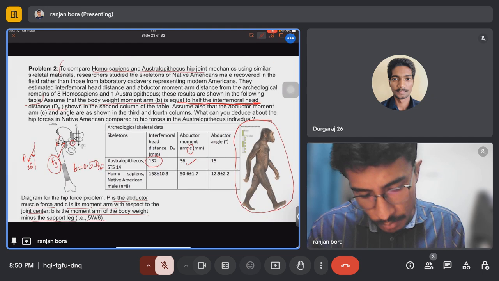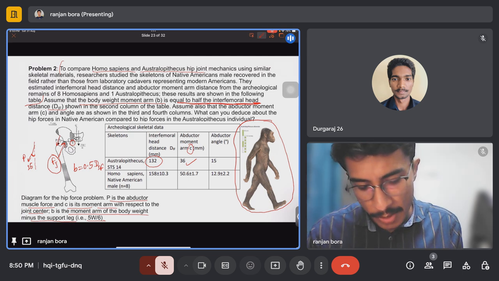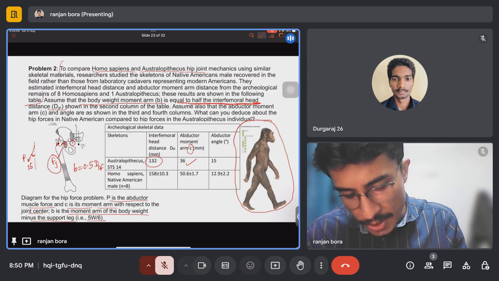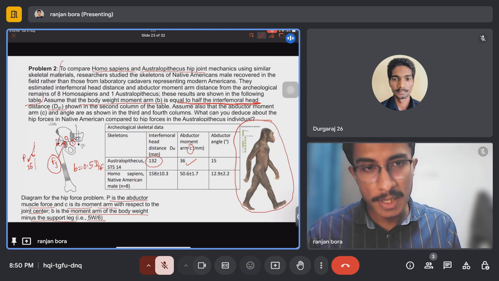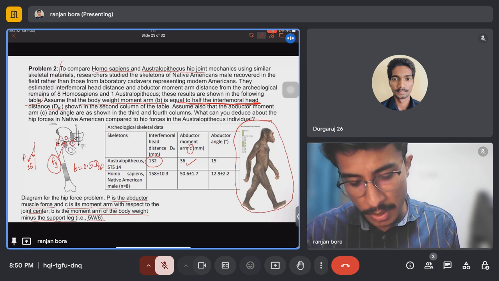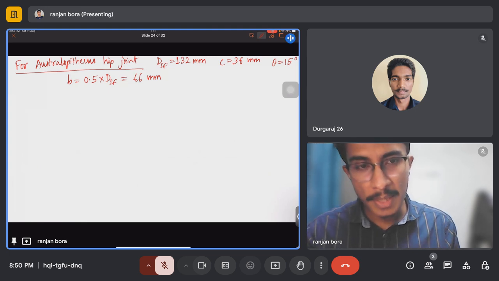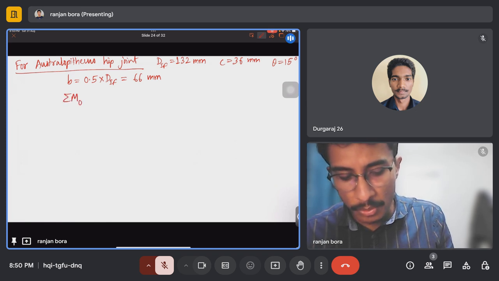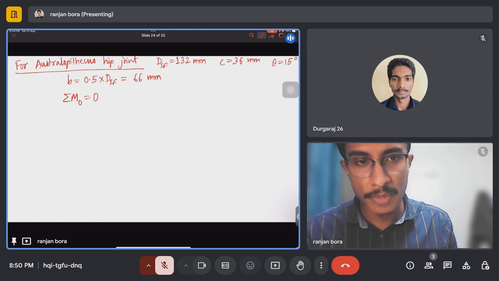Now we need to find out P. How can we find out P? We are considering this point as O, the point at which the joint reaction force is acting. So if we consider that point as O, we have to take the moment equilibrium about that point. Moment equilibrium about point O should become 0, and this is also one condition for equilibrium.